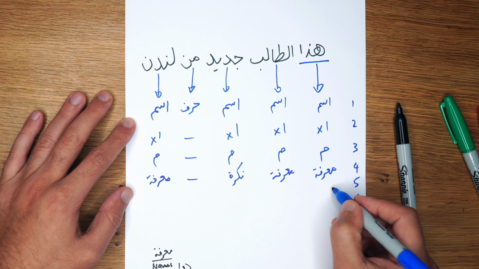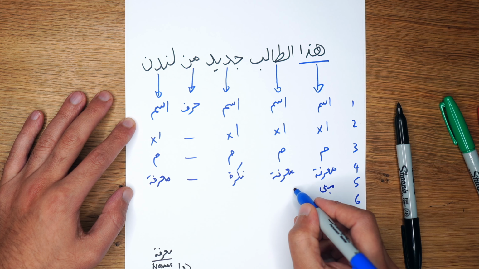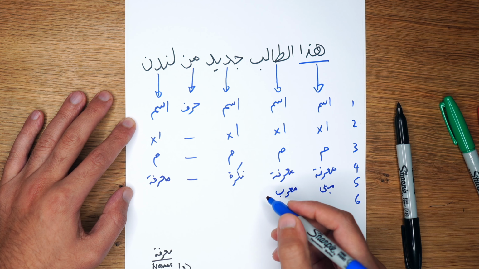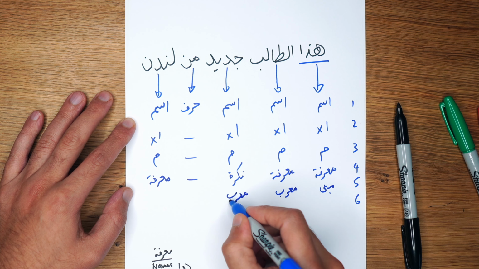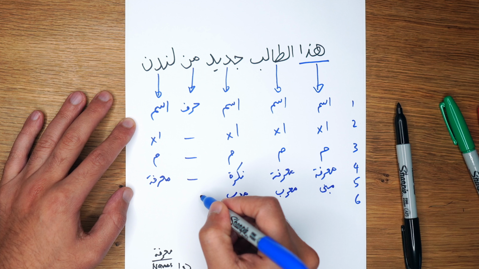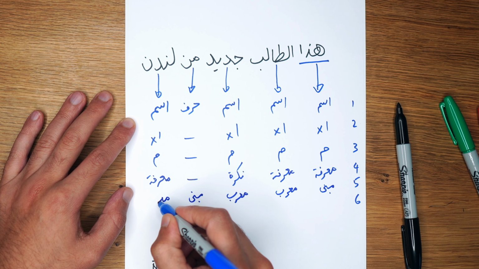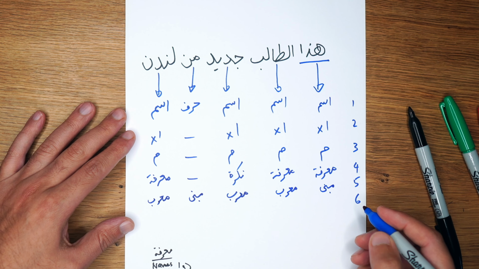Is it mu'rab or mabni? So all ism isharas are mabni, by the way. And at-talib is mu'rab, meaning the vowels change on this word. And then you got jadid, which is mu'rab, the vowels change. And all harfs are mabni. London is mu'rab. Okay. Right, number six. Is it marfu', mansub, or majroor?